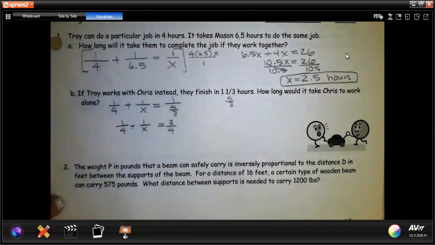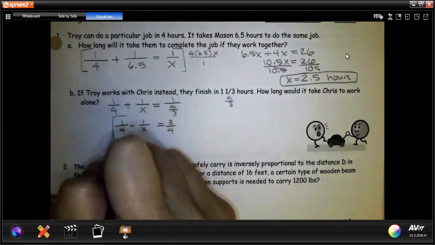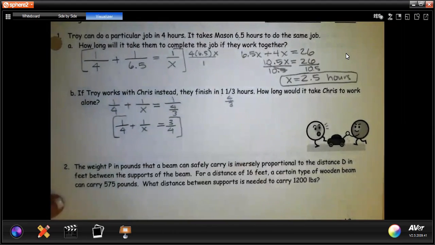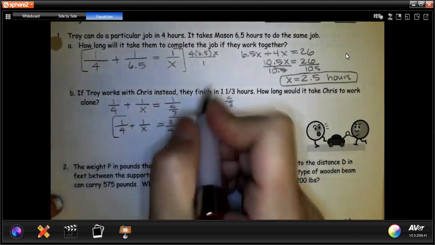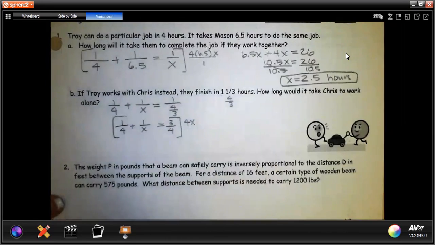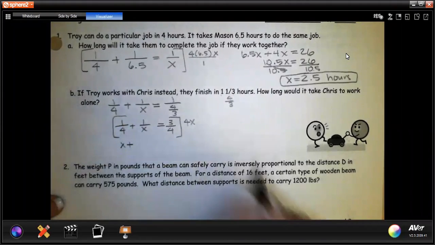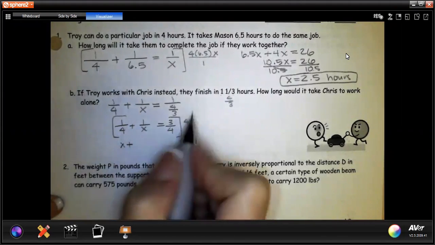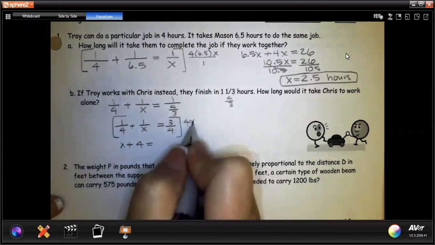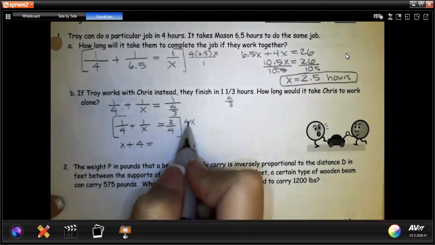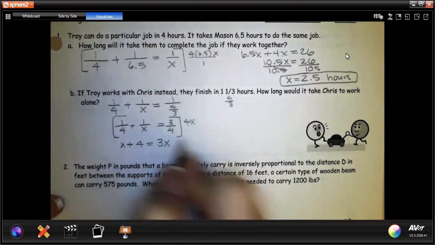That's a little bit easier to work with now. All right, so we want to clear our denominators. In this case, that is 4 and x that we would want to multiply times. When we distribute this to the first one, the 4's cancel out and we get x. When we distribute it to the second one, the x's cancel out and we get 4. When we distribute it to the third one, the 4's cancel out and we get 3x.